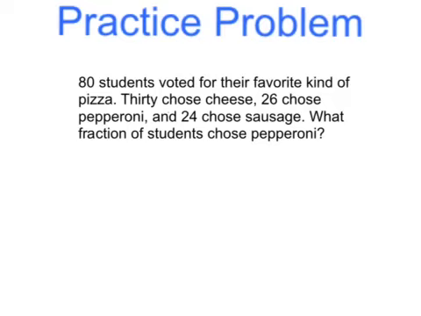Write your fraction making sure that it has both a numerator and a denominator. Remember that the denominator needs to represent the whole or the entire amount of students who voted. The top number or the numerator needs to represent the number that chose pepperoni. If you can, reduce the fraction as far down as it can go.